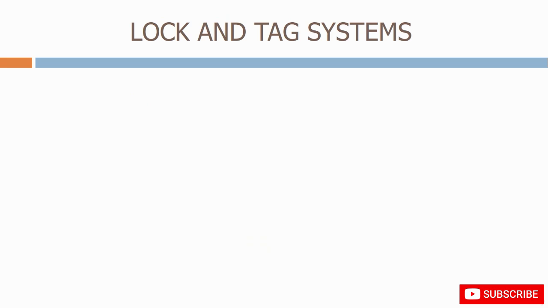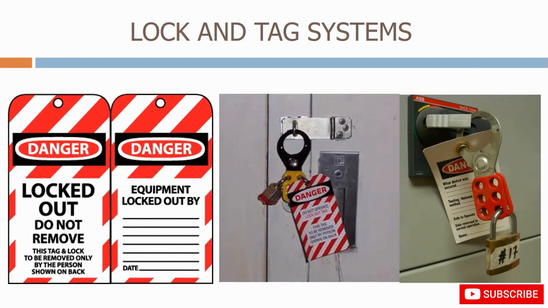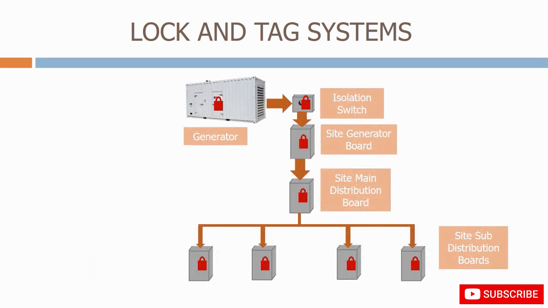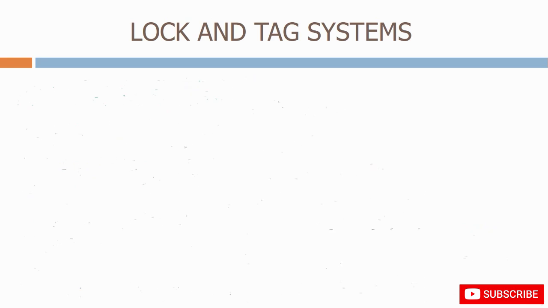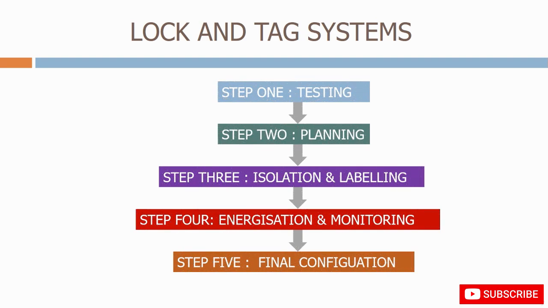In the final section, we look at lock and tag systems. These are critical to the safe operation of the electrical system on site. We start by looking at the lock and tag system itself, including the tag and the padlock. We then go on to see how we use the lock and tag system to lock off enclosures. Next, we look at isolation points and how we need them in the electrical distribution system to keep the system safe. And finally, we see how we use lock and tag systems to energize a system for the first time.